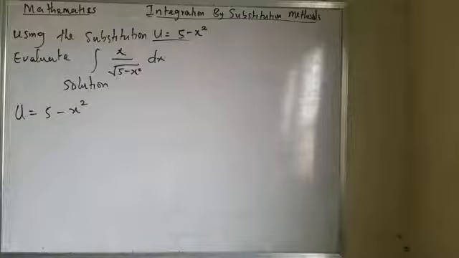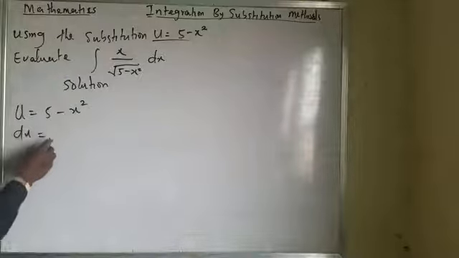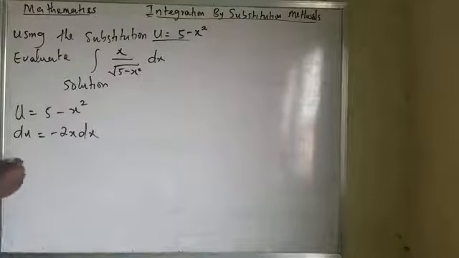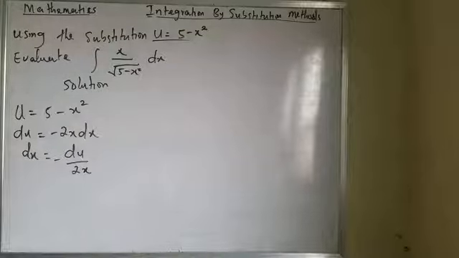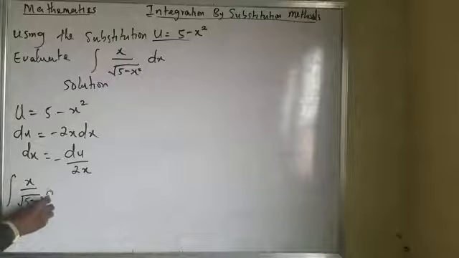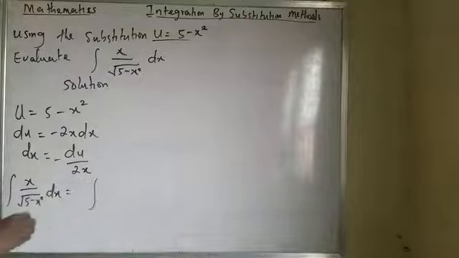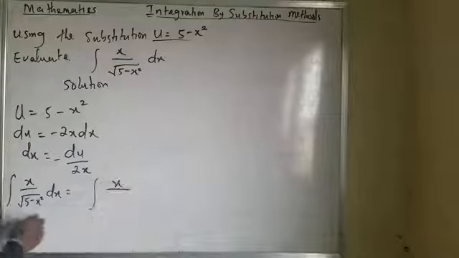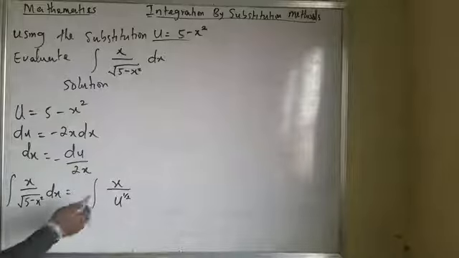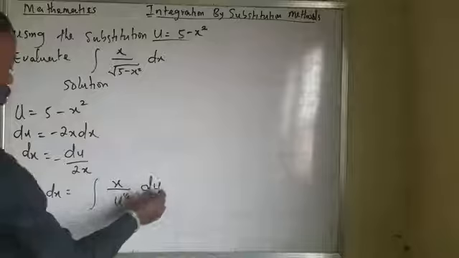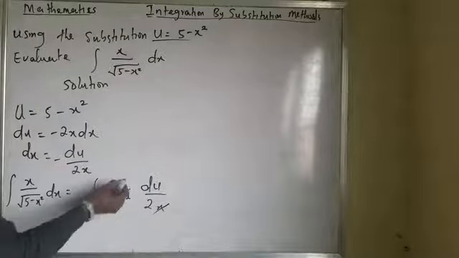Then du will be equal to minus 2x dx, which means my dx will be equal to du all over minus 2x. I just make dx the subject. Now I come back to the problem, the integral of x divided by root of 5 minus x squared dx, which becomes the integral of x divided by u raised to power 1 over 2, because roots mean power 1 over 2, times du all over minus 2x. Successfully, this will cancel this.